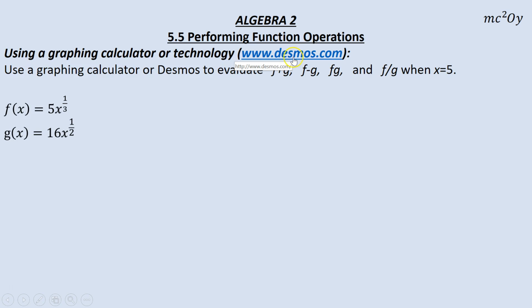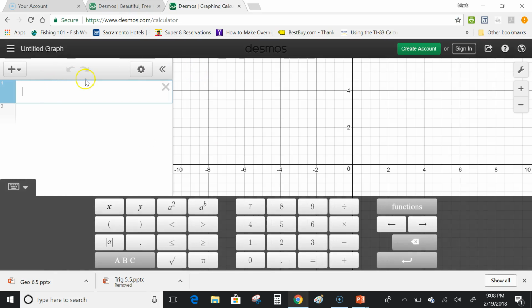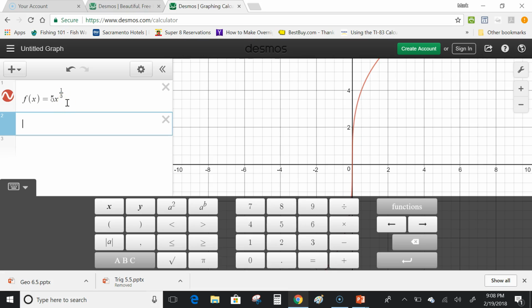I'm actually going to use Desmos for this. So open up Desmos. Actually, I already have it open. Okay, and what I'm going to do is define f. So f of x is equal to 5x to the 1/3 power. Now I'm going to define g. G of x is equal to 16x to the 1/2 power.